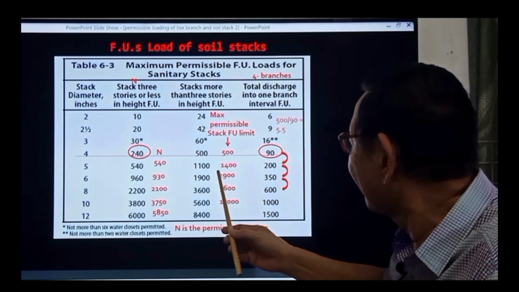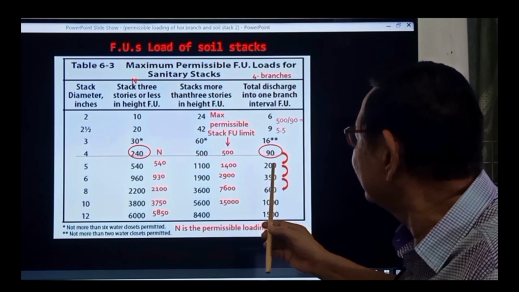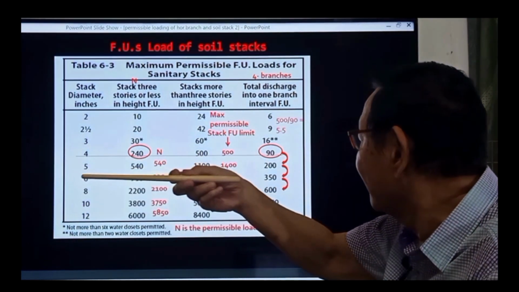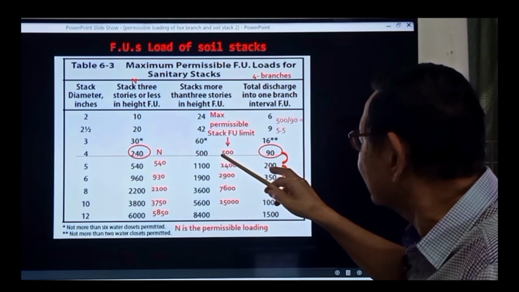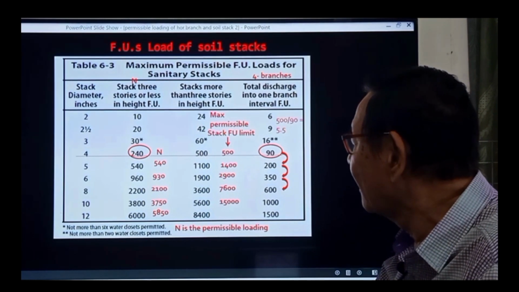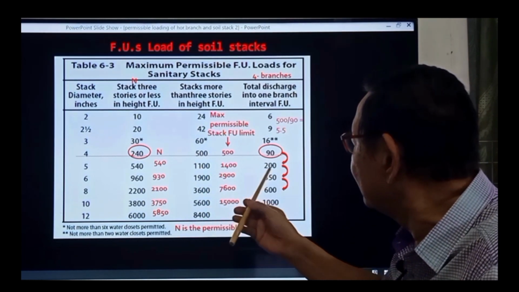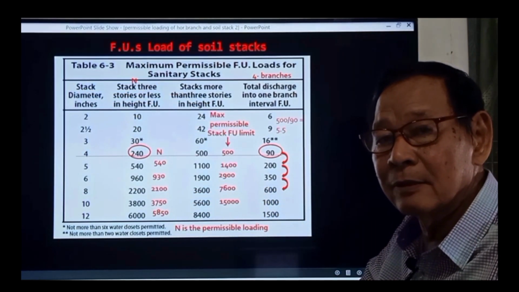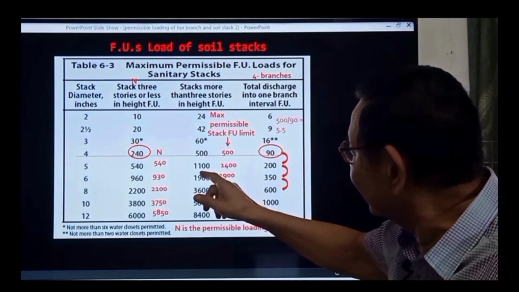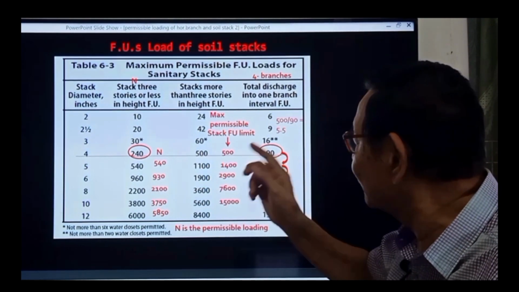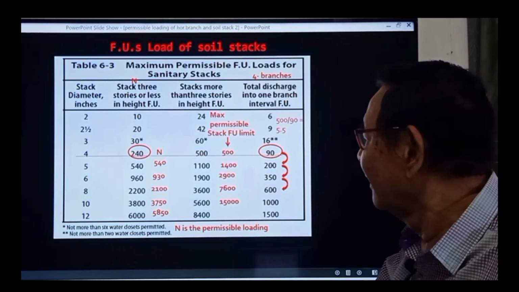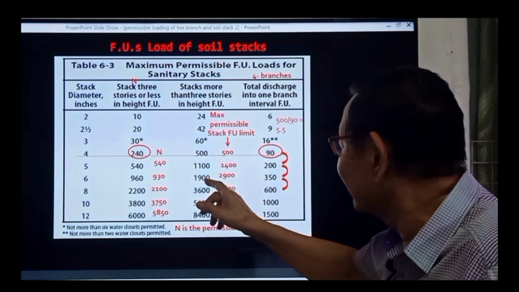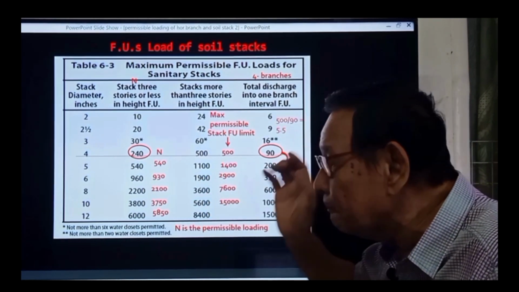Kaya nito, ang 200 nito, ang sinasabi na, isang branch interval, isang horizontal branch natin, hindi ka dapat sumubra sa 200. So, 1,100 divided by 200, 5 story pa rin. So, ibig sabihin na, ang capacity niyan, kay 1,100, hanggang 5 story ka lang. Ang 6 inches, okay, 1,900 divided by 350, 5 story ka pa rin.